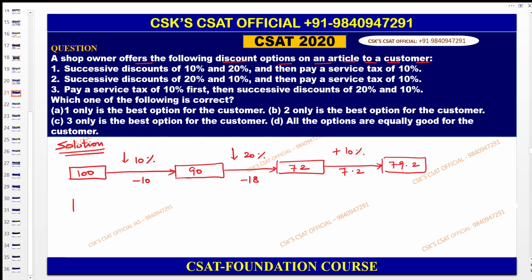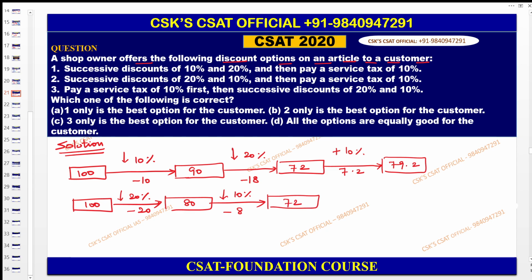Next, with respect to the second one, 100 here, 20% of the discount here. 20% discount means minus 20. Then it becomes 80. Then again a 10% discount. Then 10% of 80 is nothing but 8 here. Subtract, then 72. Then there is an increase in the tax. So 10% is tax here. Then 7.2, then 79.2 you are paying.